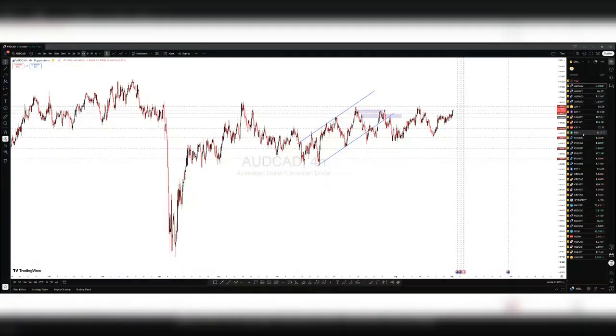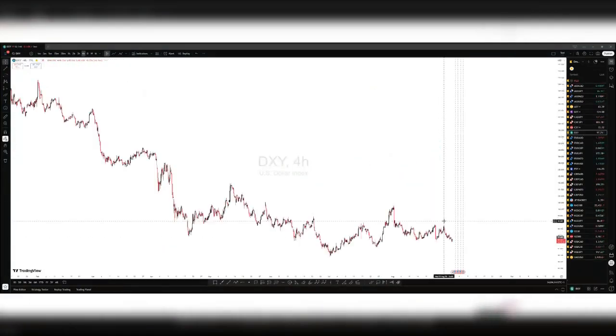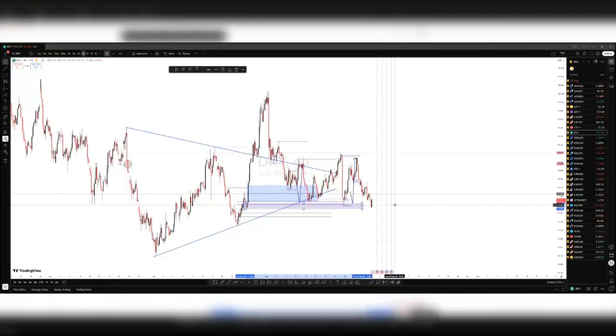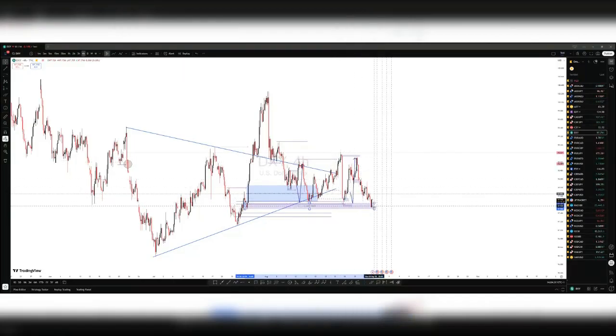First of all, we're going to go over DXY. This was the analysis from last week, where I talked about the fact that DXY was most likely going to react and then come all the way down back into this zone, which of course we've seen DXY do.